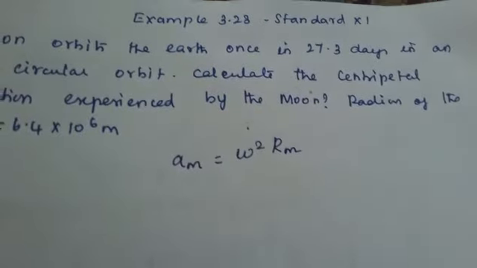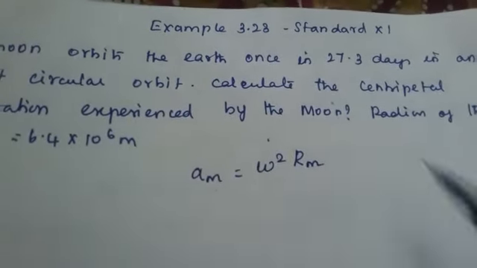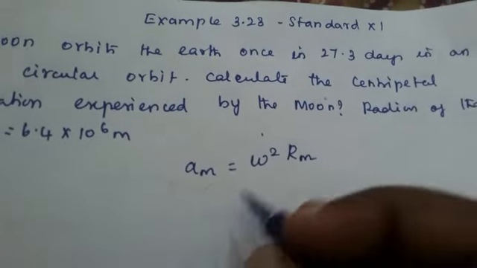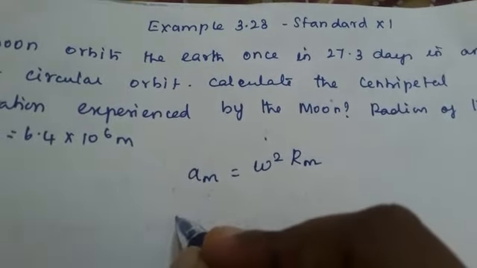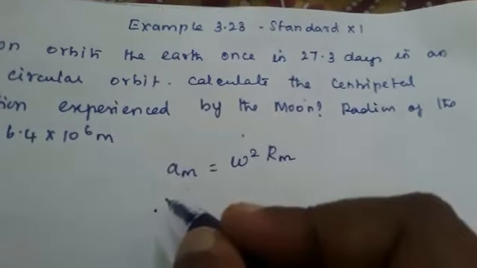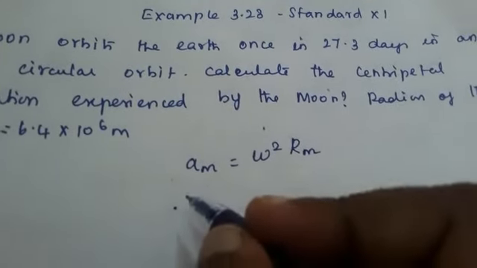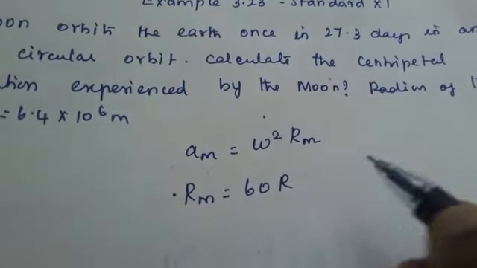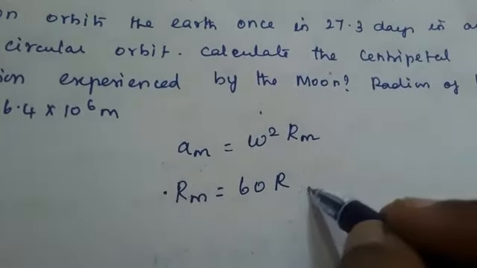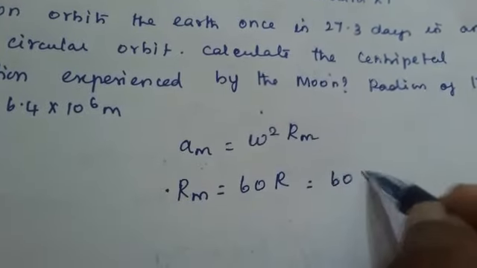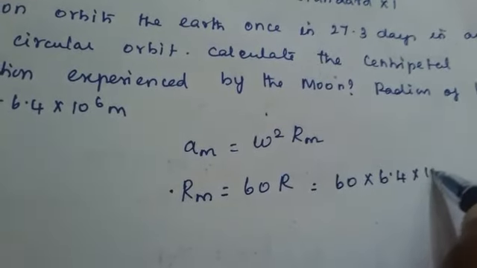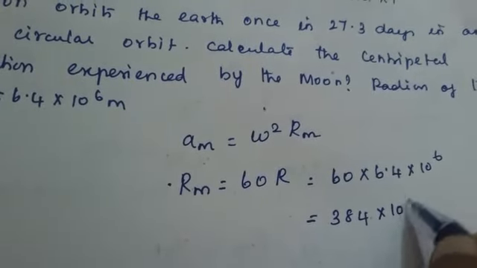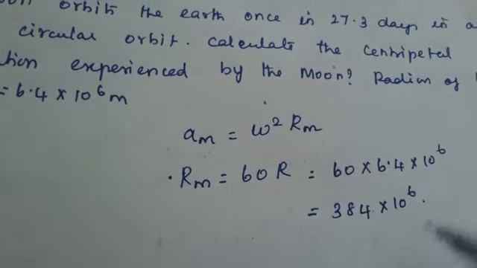Am is equal to what? Omega square rm, because it is having a circular motion. Now what is the radius of the earth? The radius of the earth is given as 6.4 into 10 raised to 6. But the radius of the moon is 60 times the radius of the earth. Radius of the moon is how much? 60 times the radius of the earth. So it is 60 into 6.4 into 10 raised to 6. So that is 384 into 10 raised to 6. This is the radius of the moon.